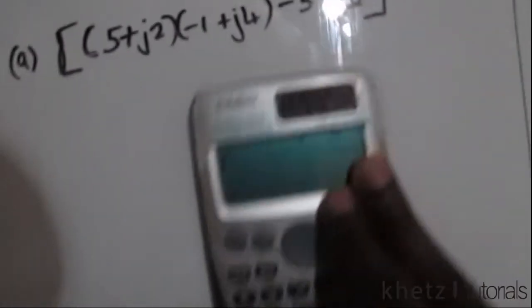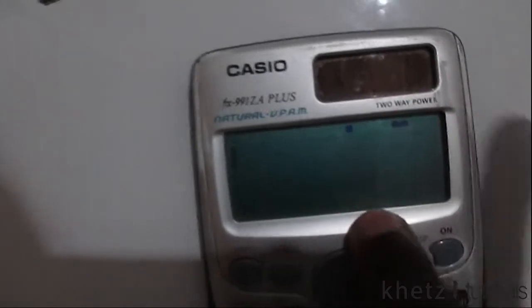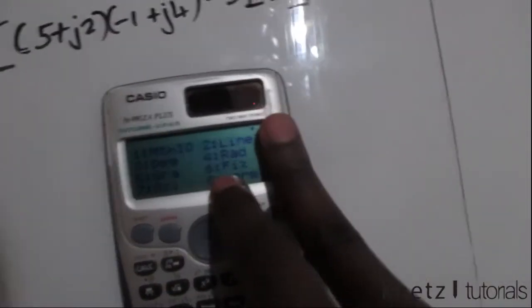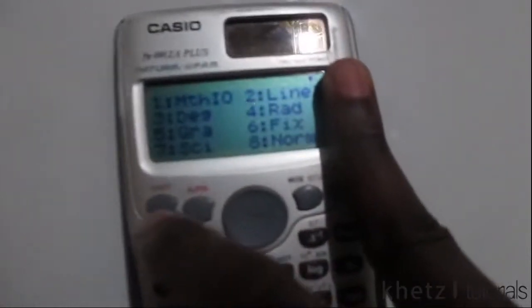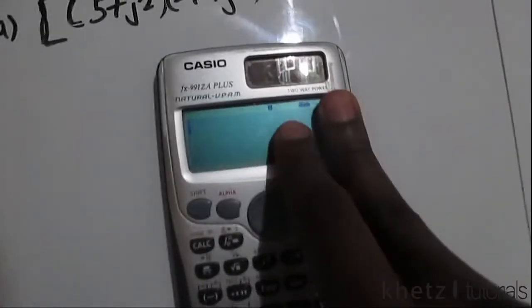Now what you want to do is put your calculator in complex mode and make sure it's in degrees. You'll see this D at the top. To make sure it's in degrees, press shift, then mode, then go to the third option, which is DEG, which stands for degrees. So take option 3. So you're now in degrees.